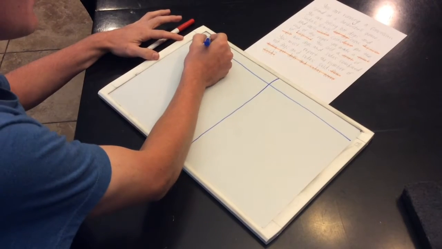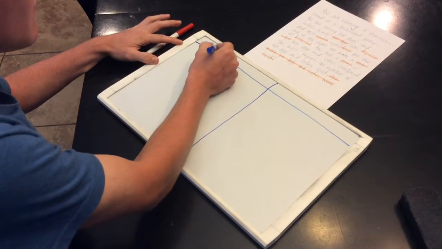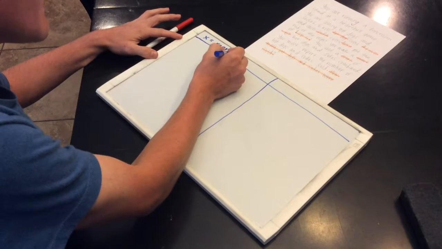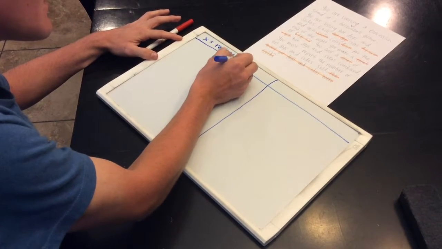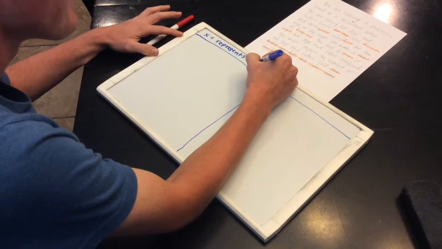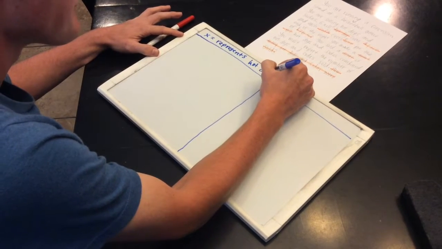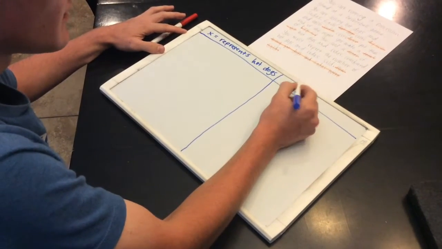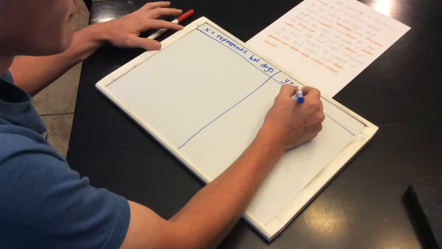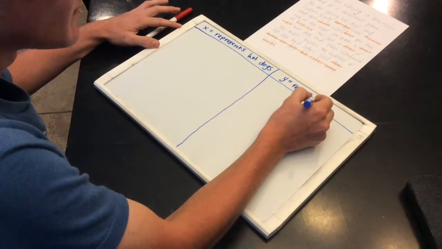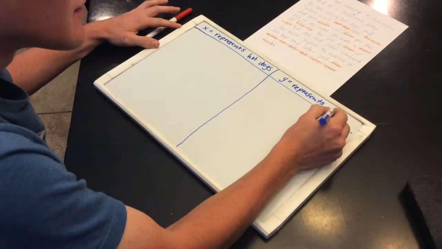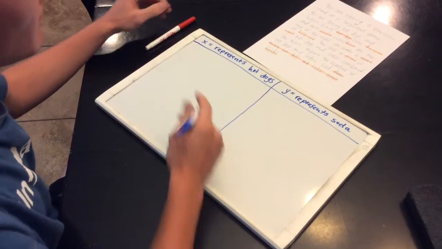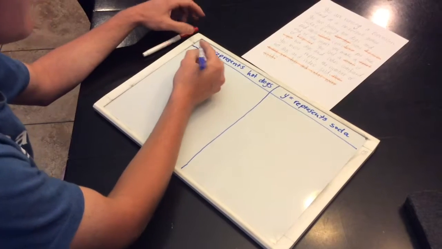So we know that X represents hot dogs, and our Y represents soda. Okay, so we'll start by writing the equations.